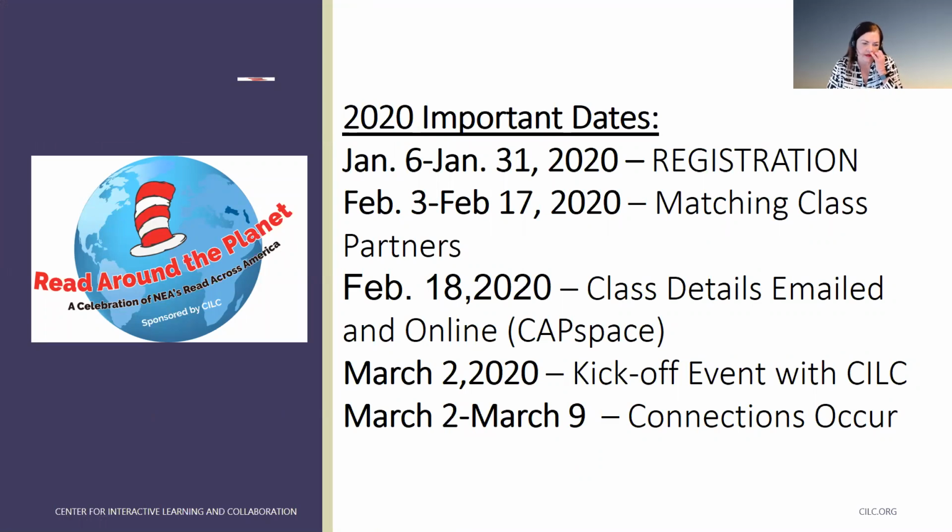So these are the dates that you need to be aware of. We're going to be ending registration for Read Around the Planet on January 31st. And then we'll be taking a couple of weeks to do the matching. And then on or before February 18th, you will be emailed your partner details. It will also be visible on the CapSpace website. On March the 2nd, we're hoping to do a kickoff event with CILC where we're going to celebrate the WRAP event and hear about some of the projects that are planned. And then beginning that same day through March the 9th, the connections will occur. Go ahead, Paul.